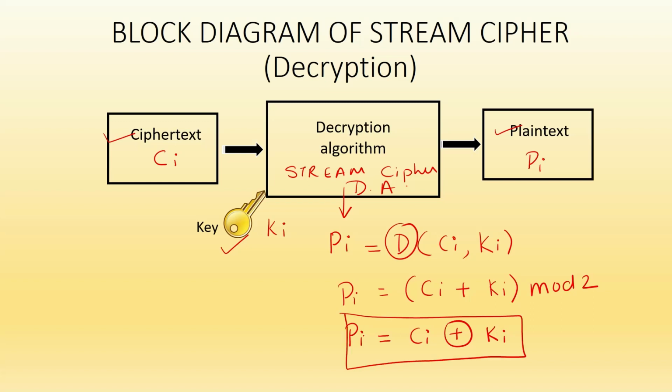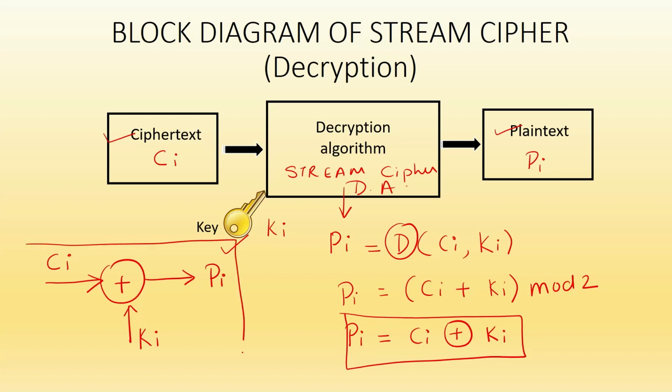So with this, we can represent this into a diagram, that is, stream cipher decryption algorithm takes the ith bit of the ciphertext, gives it to a XOR logic gate along with the ith bit of the key and generates the plain text Pi. So this particular diagram represents the stream cipher decryption algorithm.